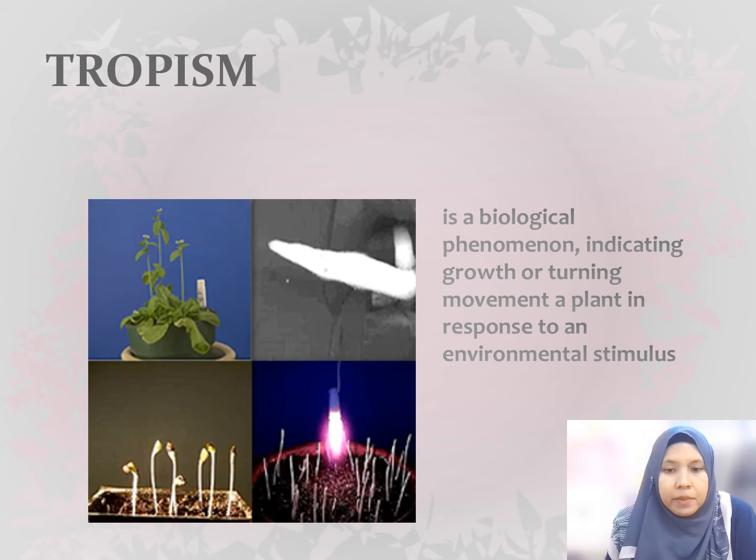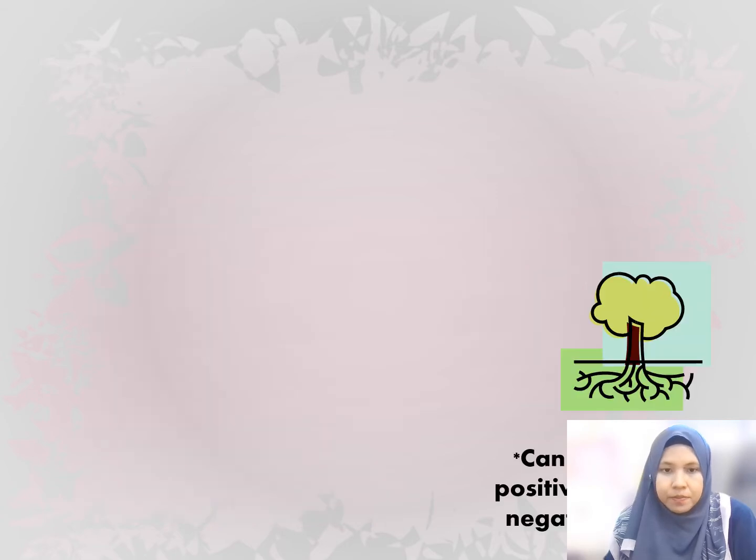Tropism is a biological phenomenon indicating growth or turning movement of a plant in response to an environmental stimulus. Or if you have multiple environmental stimulus, then we will call it environmental stimuli. So tropism is a movement of the whole plant or parts of the plant according to the stimulus or stimuli. The direction of the movement of plants will be towards or away from the stimulus.